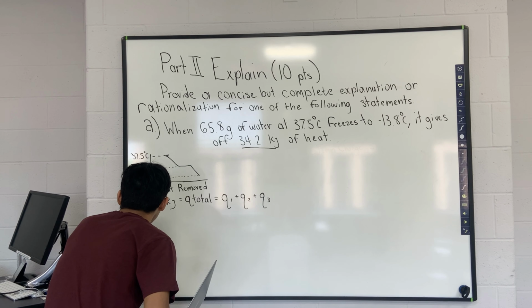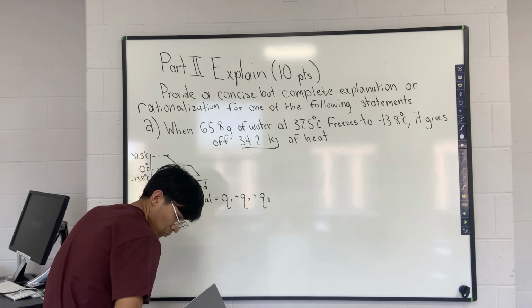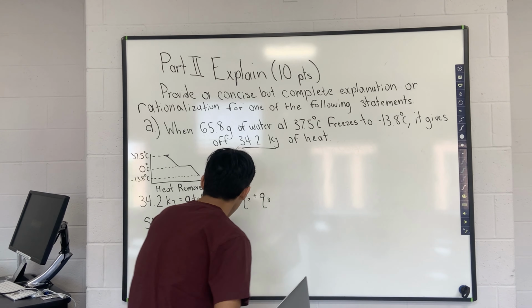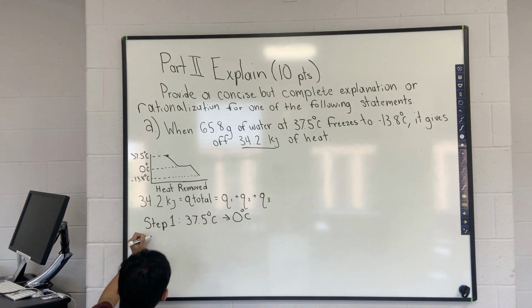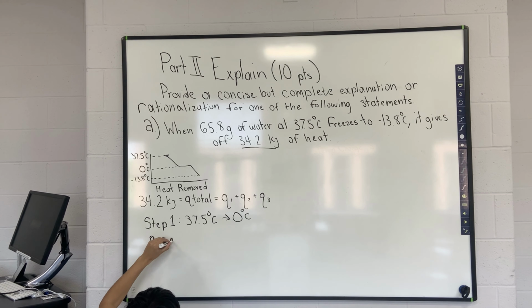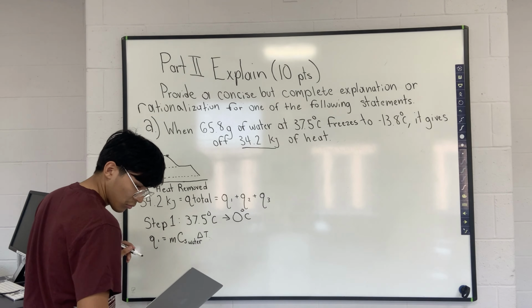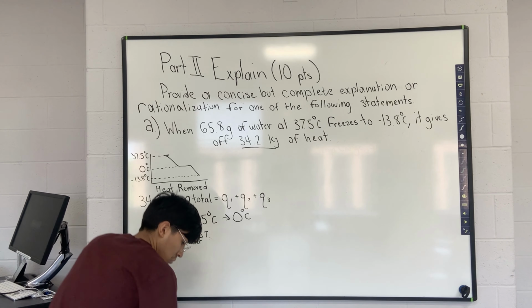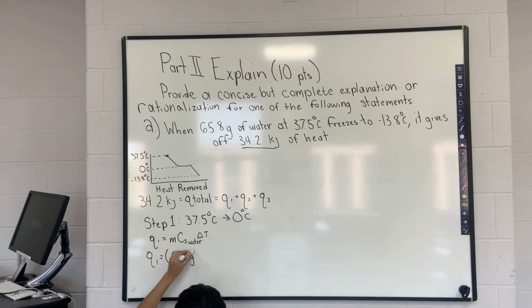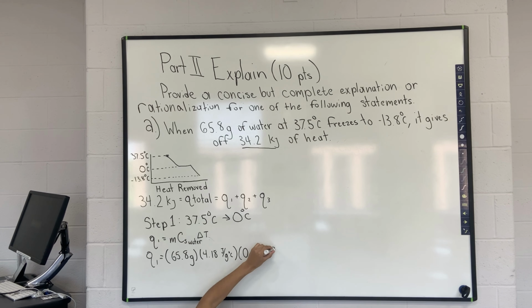Step 1 is a temperature change going from 37.5 degrees Celsius to 0 degrees Celsius. With that, I decided to use the equation m times the specific heat capacity of water times delta T. I then plugged in 65.8 grams as our m, 4.18 joules per gram times degrees Celsius as our specific heat capacity of water, and for the change in temperature, we did 0.0 minus 37.5 degrees Celsius, which in the end gave me a Q1 of negative 10.314 kilojoules.